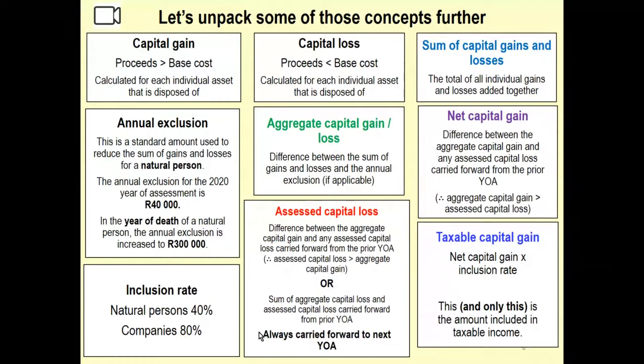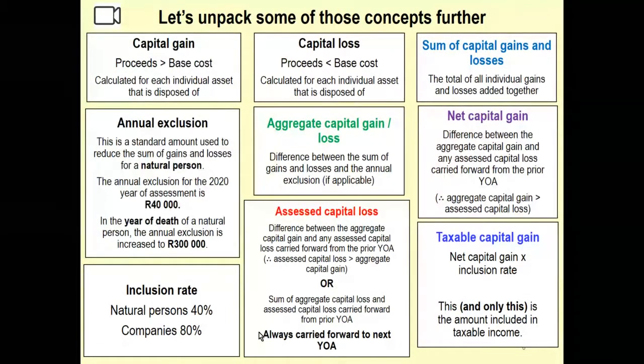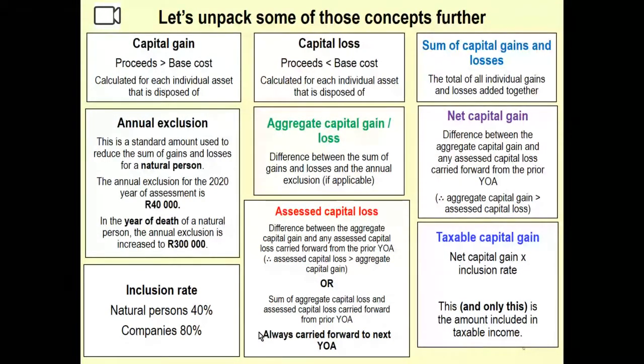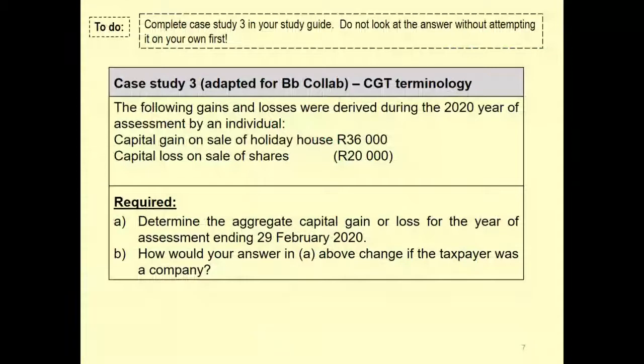Inclusion rate: if you're a natural person, your inclusion rate, so that percentage that you multiply with your net capital gain to get to a taxable capital gain, is 40%, and for companies that is 80%. Please make sure in a question that you know whether you're dealing with a natural person or a company, because natural persons get the annual exclusion and the 40% inclusion rate. Companies get no annual exclusion, and their inclusion rate is 80%. Right.